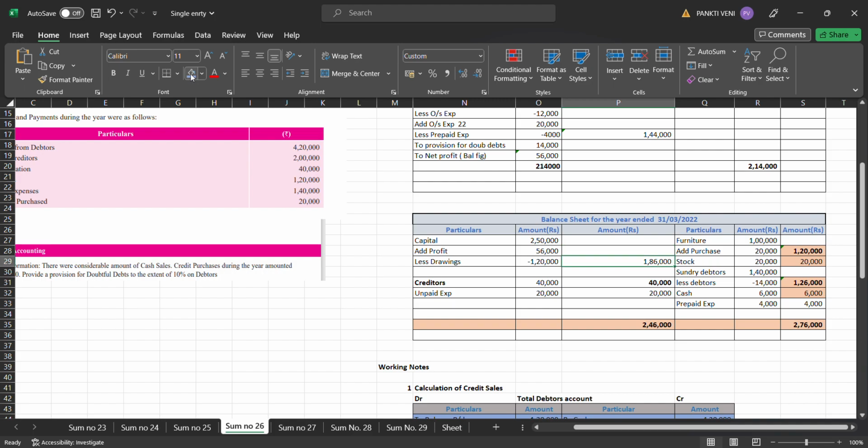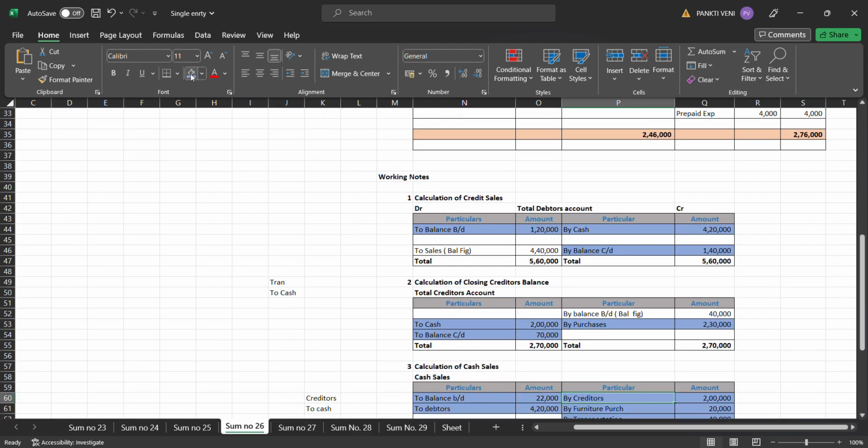Let me check out the difference. So 1,86,000. My creditor value is 70,000. But I'm getting 40,000. Okay, I have taken the opening balance instead. This is from my question, and this is my balancing figure. Okay, this is wrong. This is not my balancing figure.